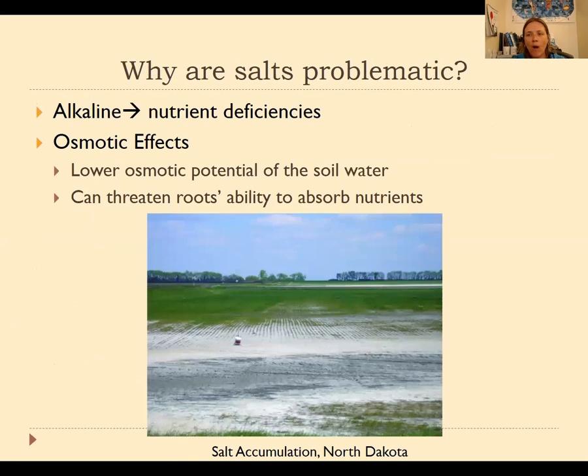Okay, so why do we care about salts? Well, first of all, the more salts we have in the environment, the more base cations we have in the environment, because salts are made up of these base cations. And we have mentioned before that when we have pHs that are moving significantly away from 7, that neutral pH, we start to see nutrient deficiencies. So that's a problem.